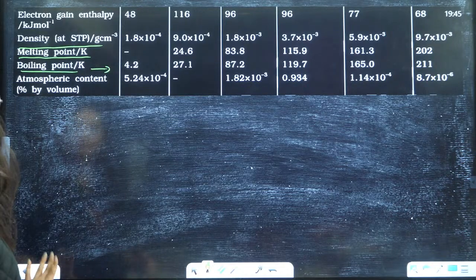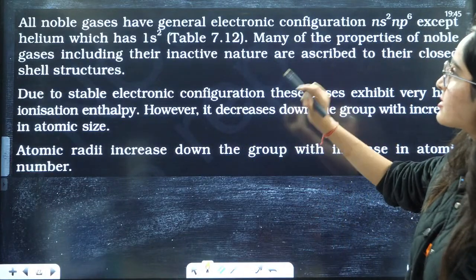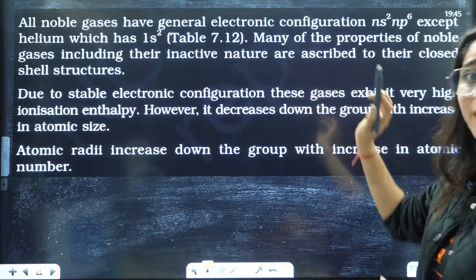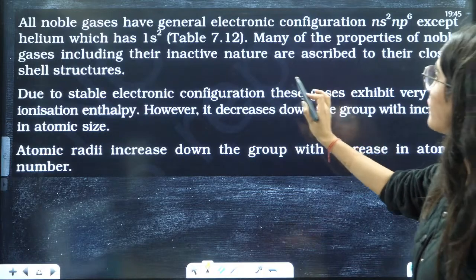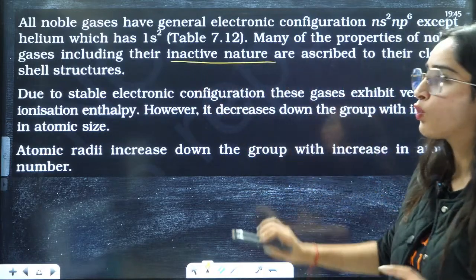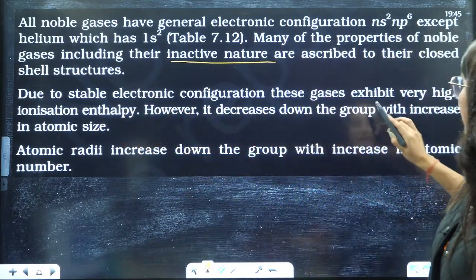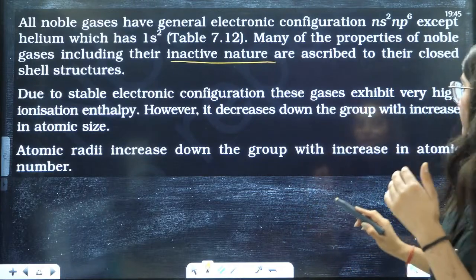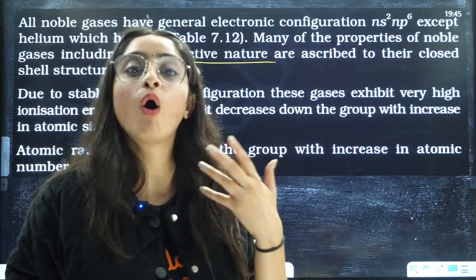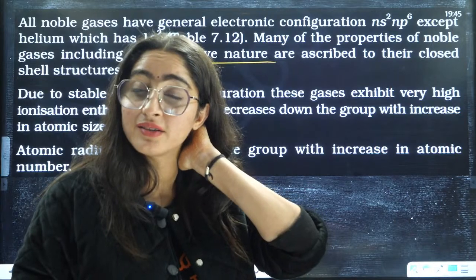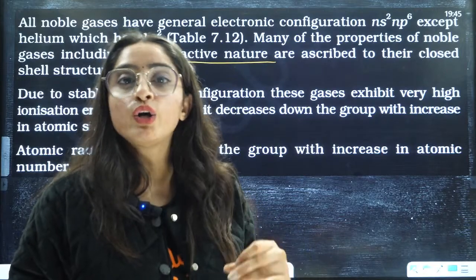Okay? Now, next, let's talk about this thing here. All noble gases have a general electronic configuration, but helium is having a duplet. Many of the properties of noble gases, including their inactive nature, are ascribed to the closed shell structures. They have fully filled octets. Due to the stable configuration, the gases exhibit very high ionization enthalpy, right? Why? Because they don't want to lose the electron. I'm so sorry, I think I said low ionization enthalpy. Yes, ionization enthalpy will be very high because they don't want to lose the electron, right?